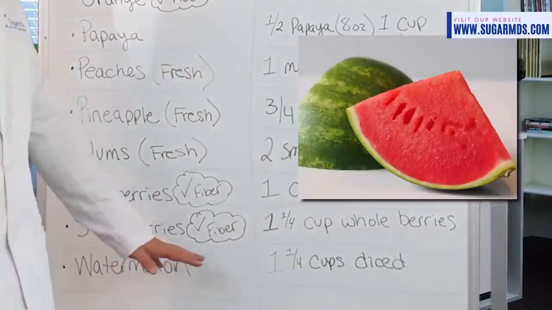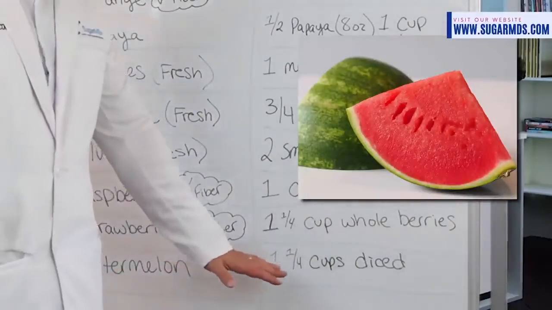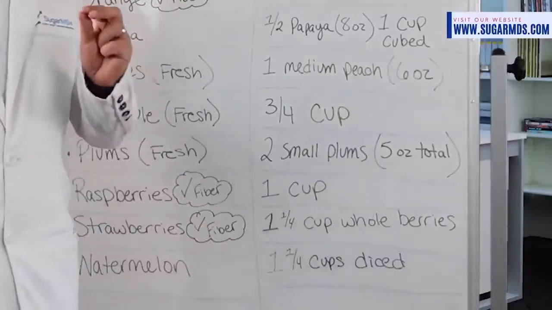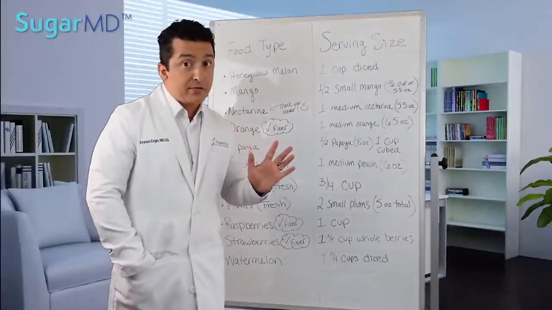And the watermelon, again, watermelon is full of water. So although they can be sweet, you can still have a little bit over 1 cup and only have 15 grams of carbs.